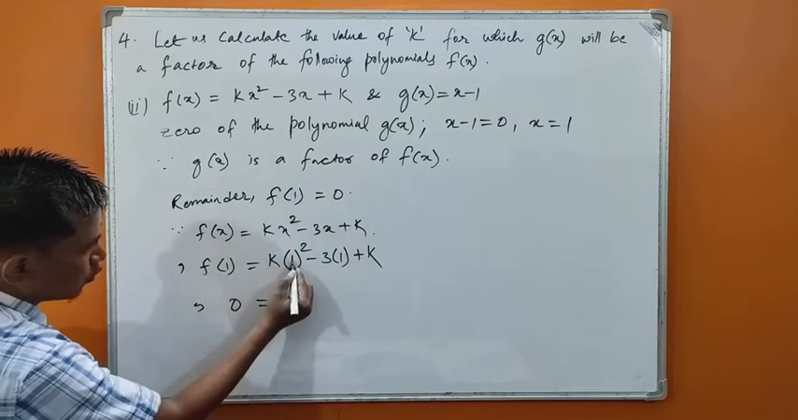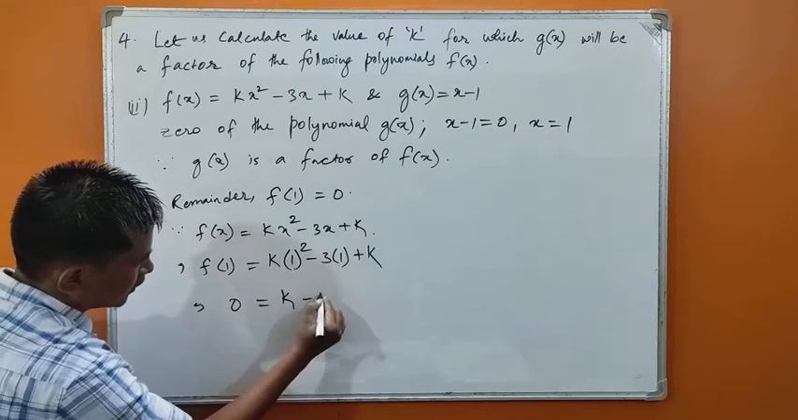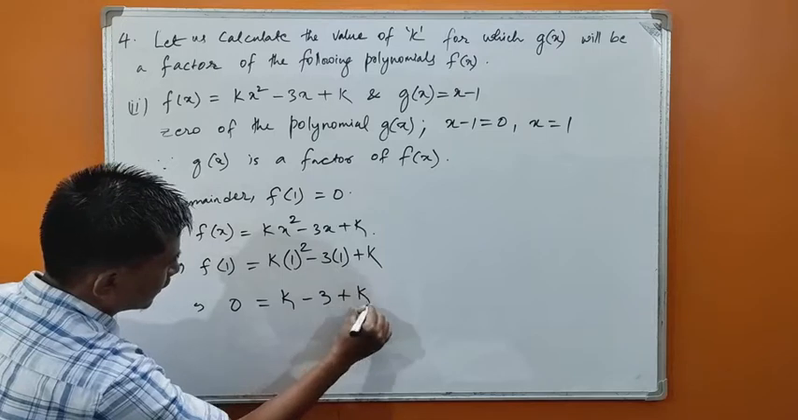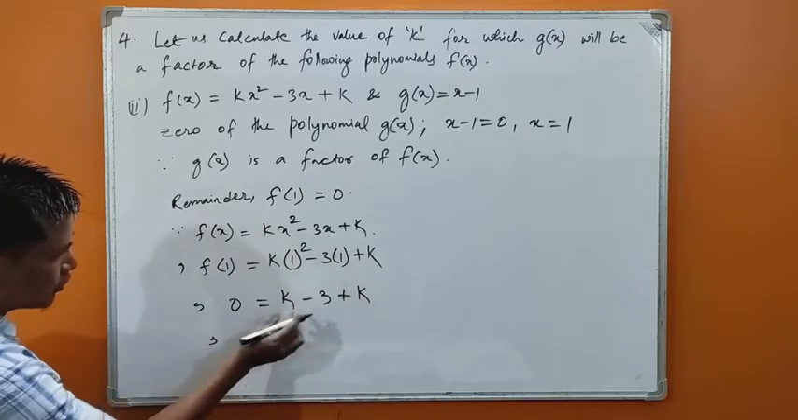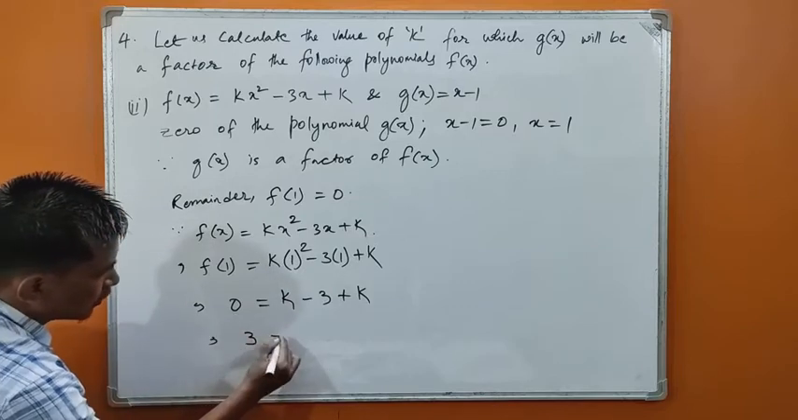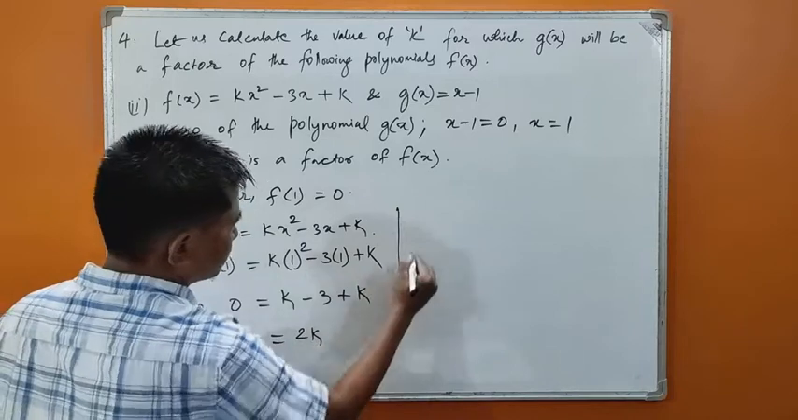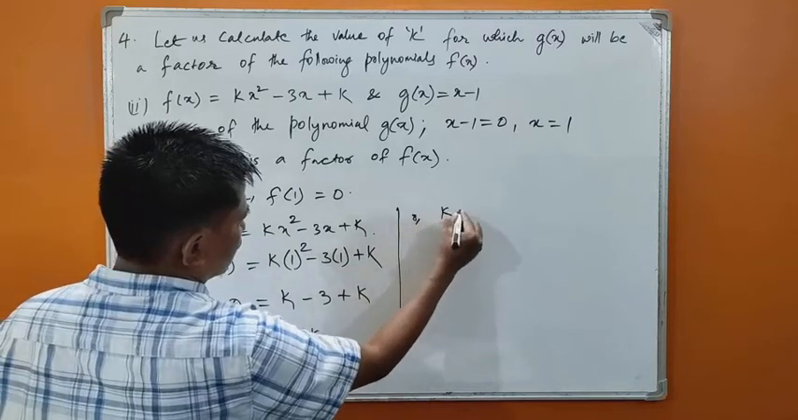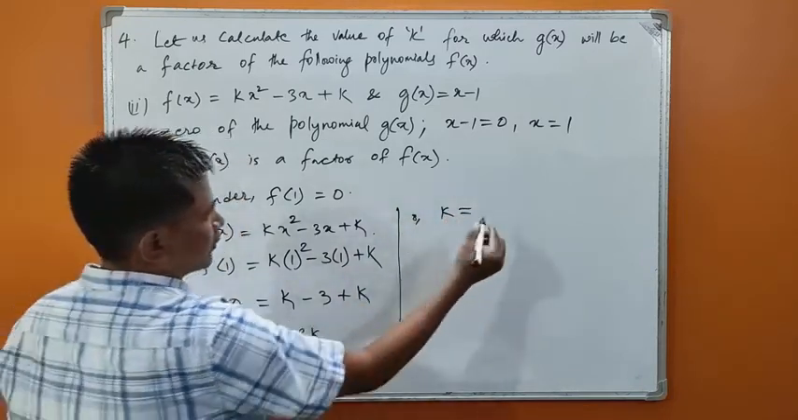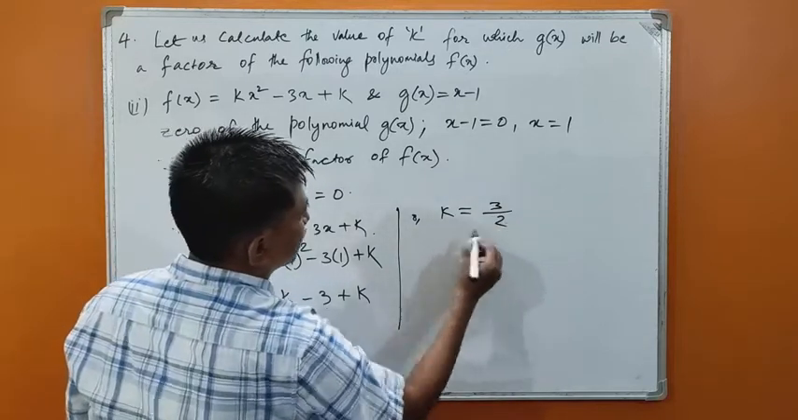0 equals 1 squared is 1, 1 into k is k, minus 3 ones are 3, plus k. Minus 3 when we bring to the left hand side becomes plus 3. 3 plus 0 is 3, equals k plus k is 2k, isn't it? Or k equal to 3, we have in the left hand side this 2 comes in the denominator, 3 upon 2.